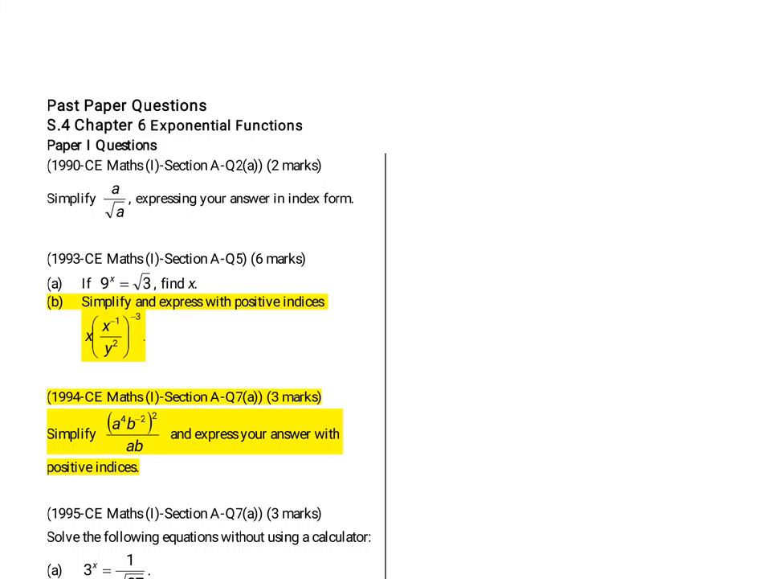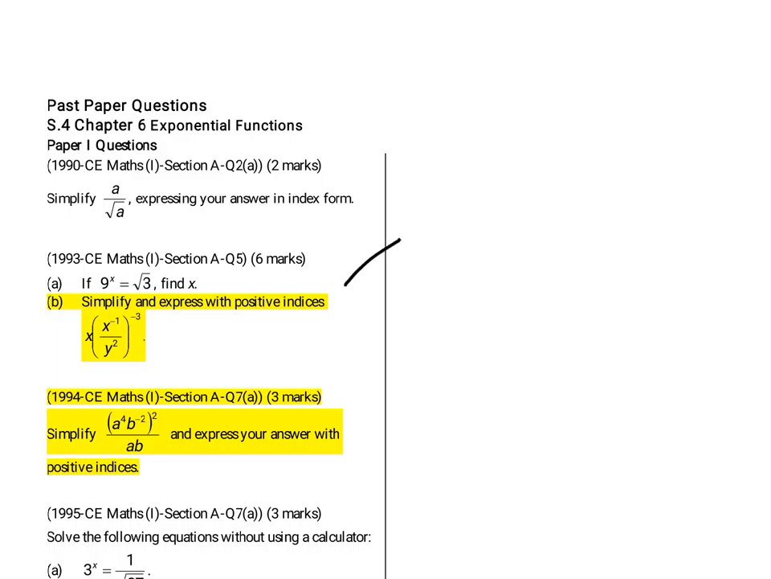So in the past paper, there are three colors. The yellow part is mainly for your level, and the green part is the advanced level questions, and finally, if you see the questions that are not highlighted, it means that they should be in senior forms. Okay, so let's do some of the questions. For the yellow part, it should be very easy.